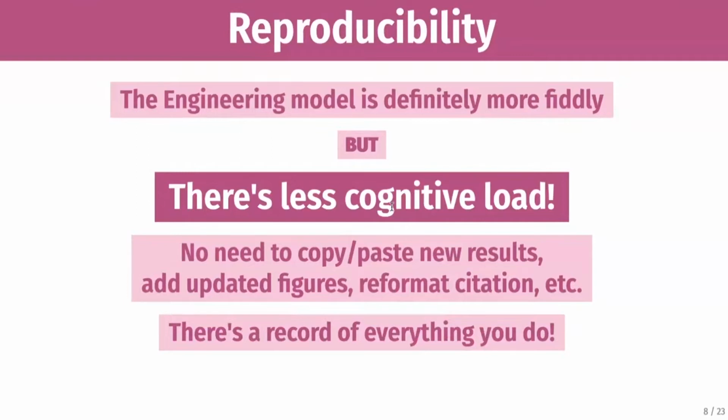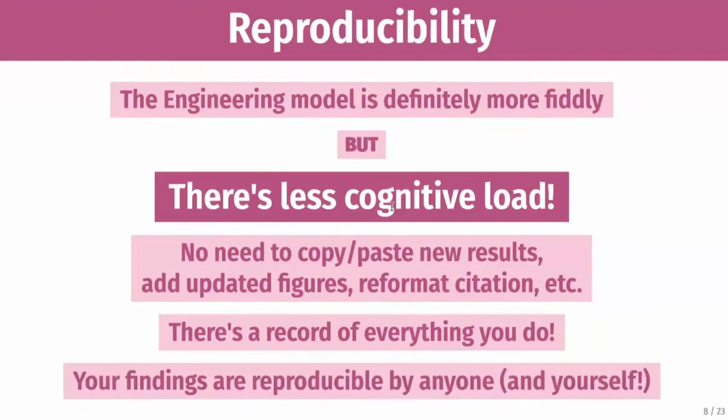If you do that all just by hand, by clicking, you'll forget that you deleted 5 rows or something, and then you go back 6 months later and you can't remember why the results aren't working. But this lets you keep a log basically of everything you're doing, and your findings are reproducible by you in the future and by anybody else.